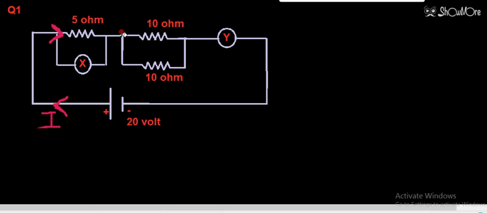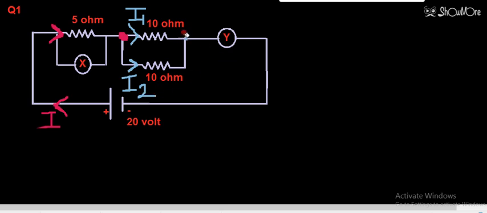From this point onward, the current will be divided into two parts. Some current will flow in this direction, let's name it I1, and some current will flow in this direction, which is, let's suppose, I2. This is I1 and I2.